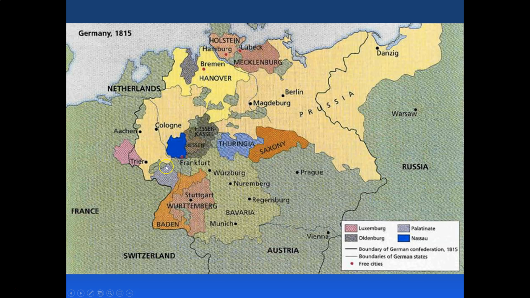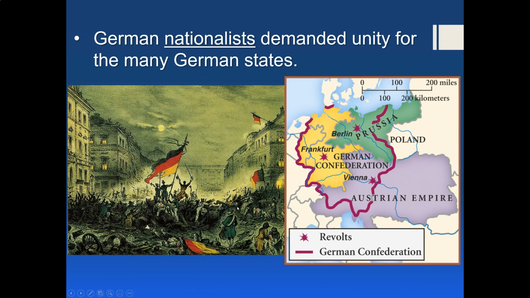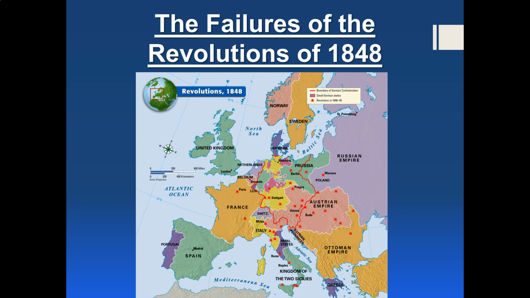Now, there was no Germany at this time, or rather there was what we call the German states, so a bunch of different independent German states, like the Kingdom of Prussia, the Kingdom of Bavaria, and so forth. And being that there was no unified Germany, German nationalists felt that they should do something about that. They're going to rise up in 1848 demanding unification of the German states to create one unified, strong Germany. Now, turns out a lot of these revolutions are in fact going to fail. So let's look at the failures of the revolution of 1848.